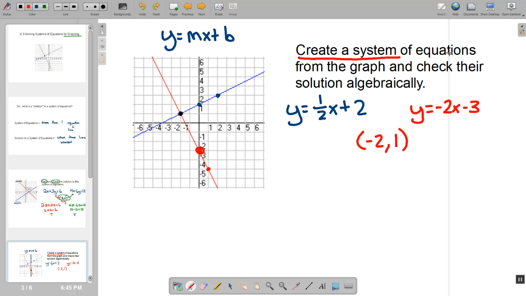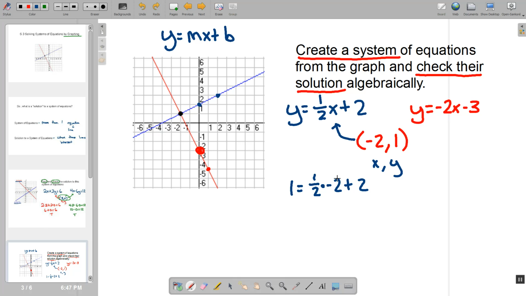That's where these two lines intersect. Therefore, now we have to check their solution algebraically. And algebraically simply means by using algebra, which means plugging the values into the equation and proving that they're both true. So once again, negative 2 is x and positive 1 is y. Therefore, we're going to plug it into this equation and make sure it gives us a true statement. So if my 1 is my y value and my x is negative 2, I get this equation.